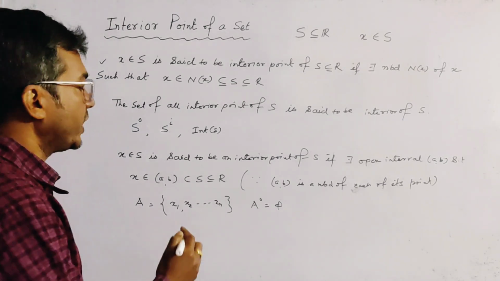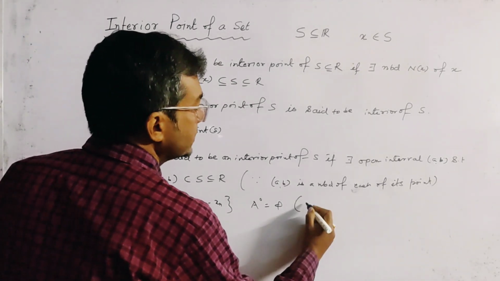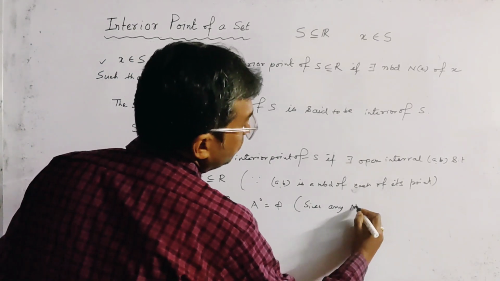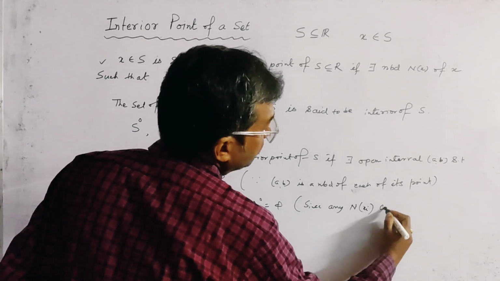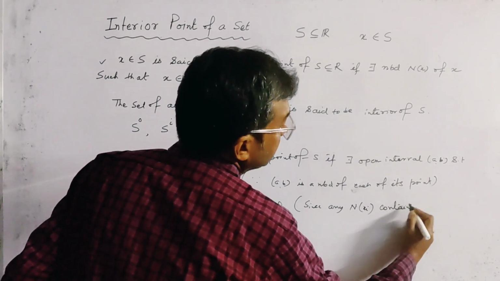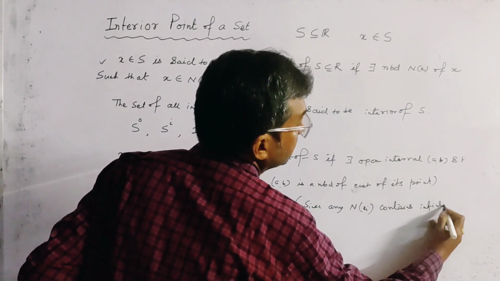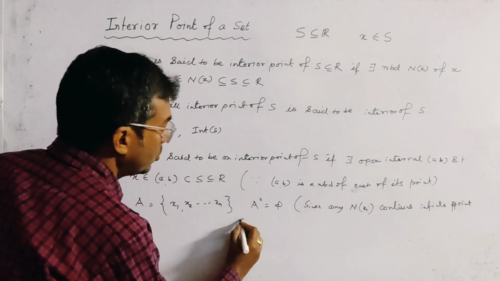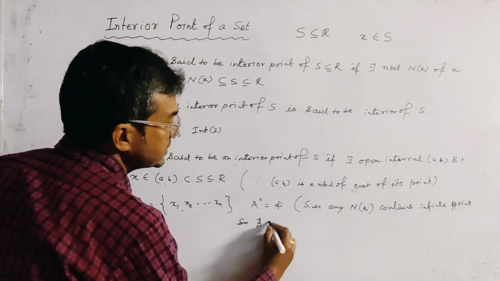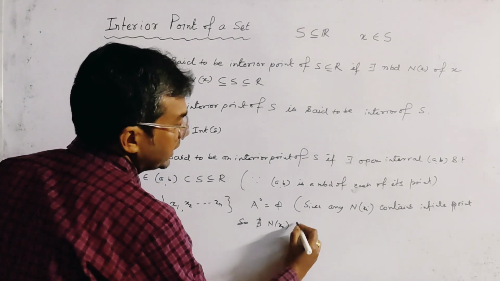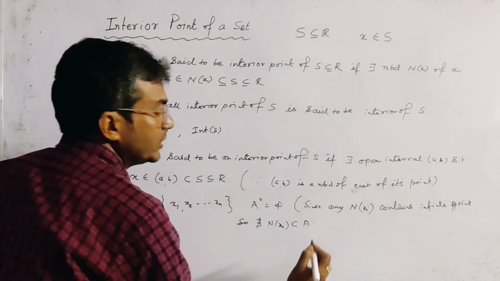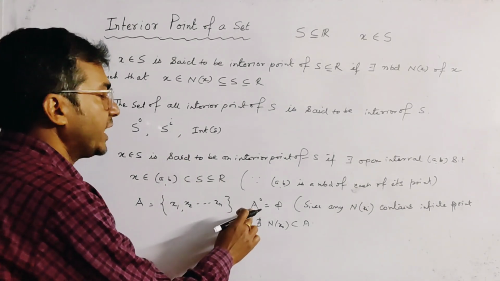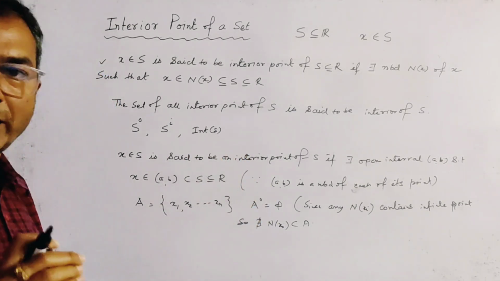So here is the logic: since any neighborhood of xi contains infinitely many points, there does not exist N(xi) contained in A. So this set has no interior point. So the interior of A, that is A0, is equal to phi, the empty set.